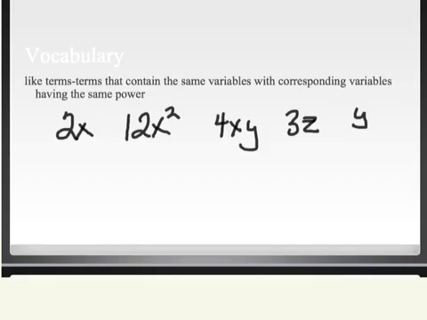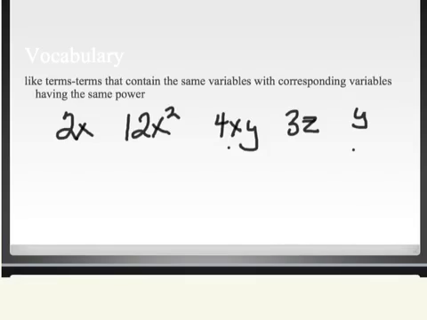Notice 4xy also shares the x in common, but it has an extra y, so all of the variables aren't shared. And obviously 3z has no partner, nothing else has a z. And y looks like it is similar to the 4xy, but it's only similar, it's not the same because it doesn't have the xy. So what are like terms and what do they look like?